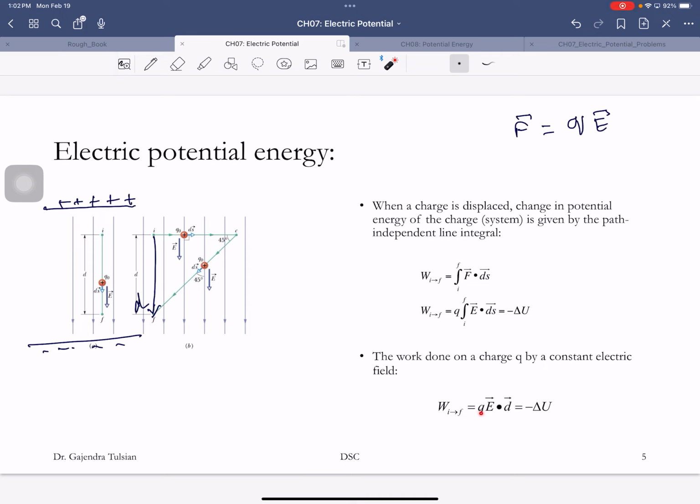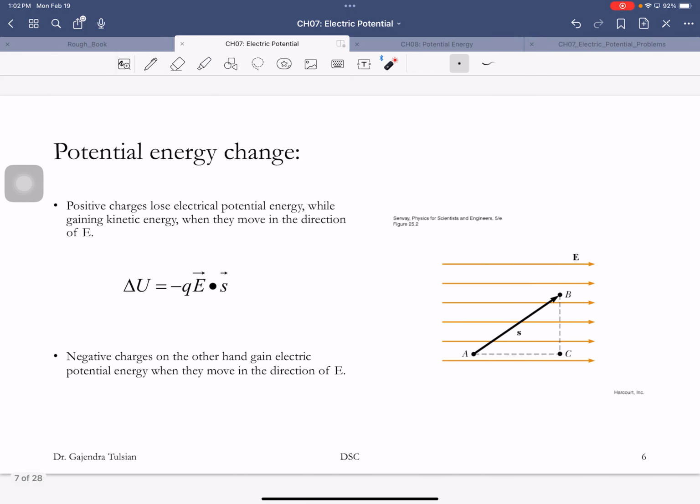And you see, if the charge is positive, E dot displacement is positive, the work done is positive, and the potential energy decreases. So the change in potential energy is negative. If you have a constant electric field, positive charges lose potential energy as they move in the direction of the electric field. So positive charges lose electric potential energy while gaining kinetic energy when they move in the direction of E.